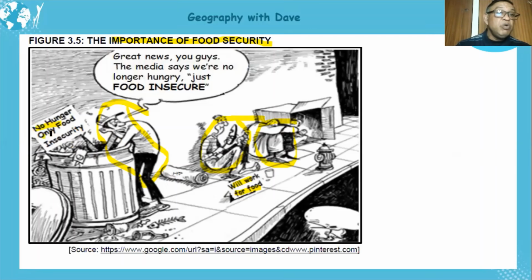No hunger, only food insecurity. Okay, I'm going backwards here. Let's look at anything else. And the main article says, great news, you guys. The media says we're no longer hungry. Okay, we're just food insecure. Whoa, quite a saying there. We're no longer hungry, so it's saying that we're food secure. But in reality, these guys are just food insecure. Can you see it? They don't have food. They're unemployed. So is it really food security here? You understand? Are they no longer hungry? Okay, so that's the cartoon that's brought through.